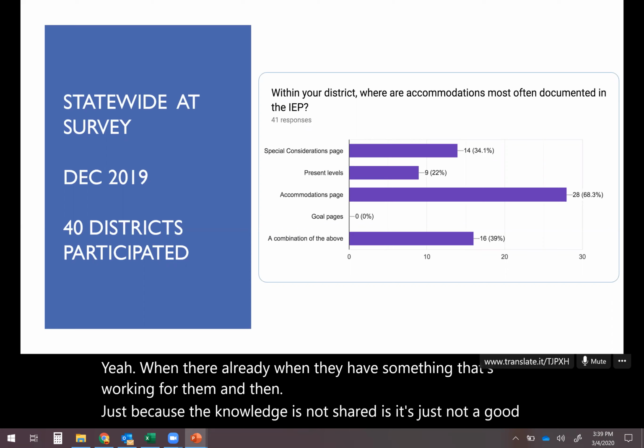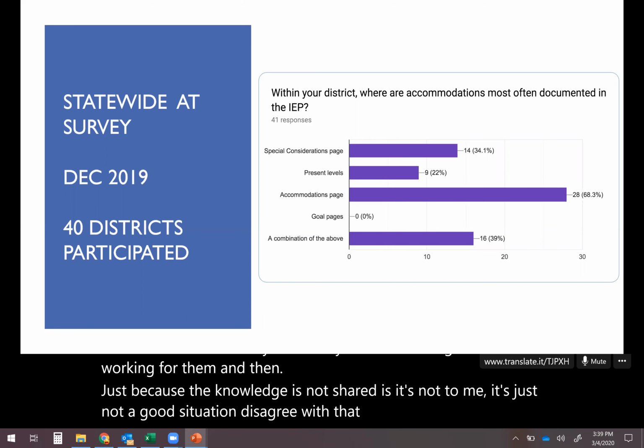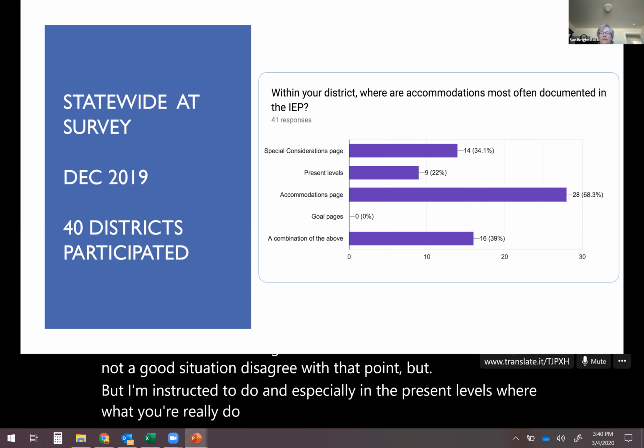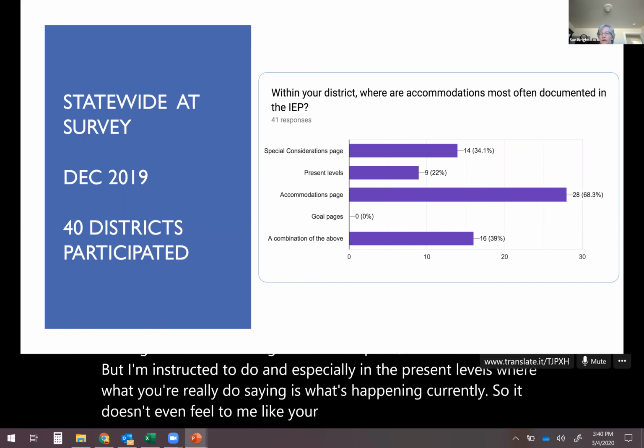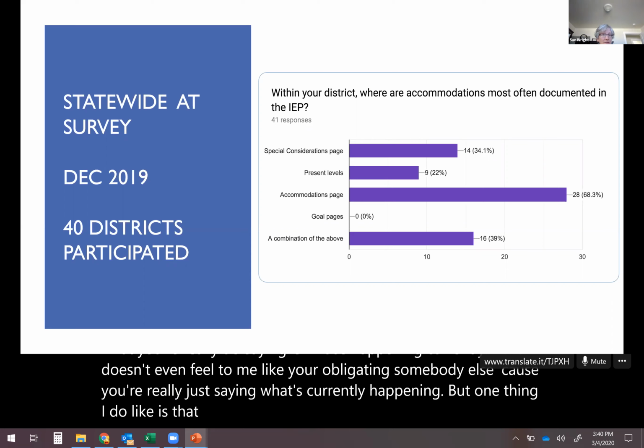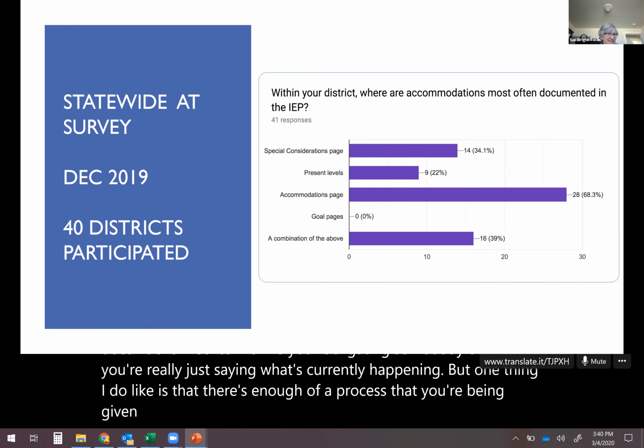I disagree with that point, but that's what I'm instructed to do. And especially in the present levels, where what you're really just saying is what's happening currently. So it doesn't even feel to me like you're obligating somebody else, because you're really just saying what's currently happening. But one thing I do like is that there's enough of a process that you're being given direction of how they want you to do it. So that piece of it's good.